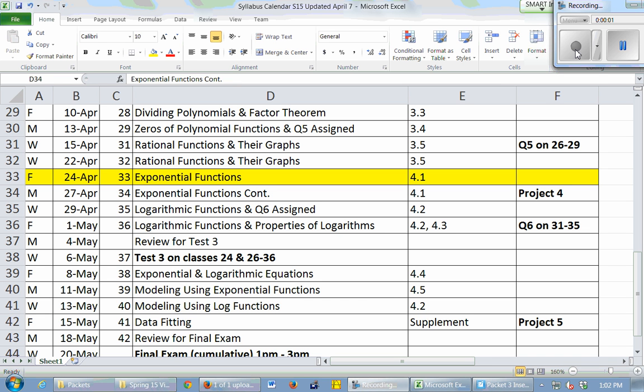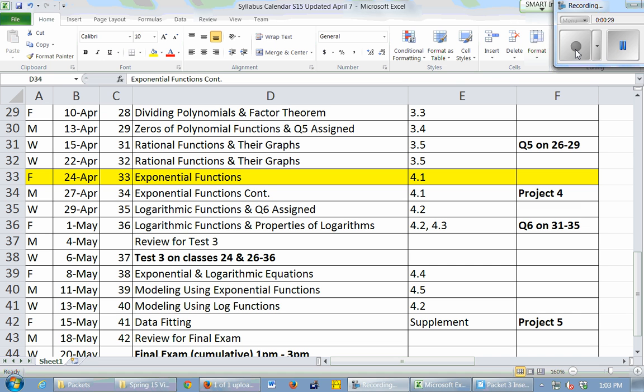Our schedule, see where we are. Today's the 24th. We're going to talk about exponential functions. So in packet 3, you'll notice that after class 32, where class 33 is supposed to be, there's a blank page that says insert classes 33 and 34 here. I just handed out classes 33 and 34. It's a separate handout. Okay, so you should have it in front of you now.